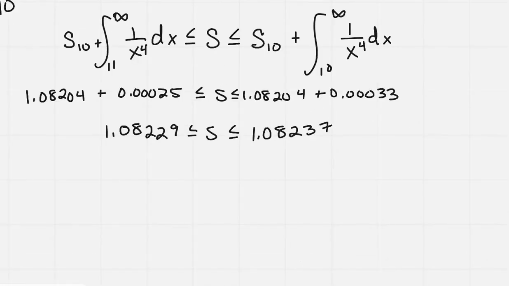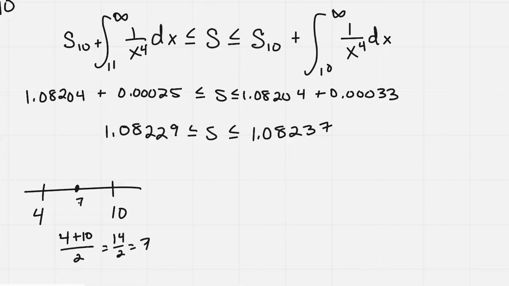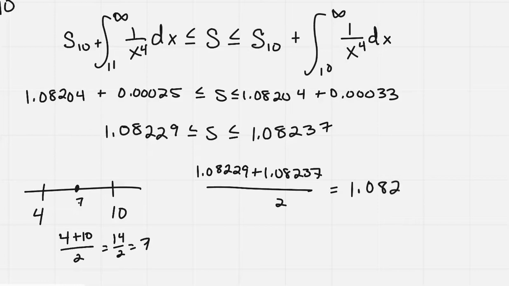Just like with any two numbers, when you want to find the midpoint, say between 4 and 10, that would give a good estimate, like an average between the numbers. You add the numbers and divide by 2. Between 4 and 10, I'd get 14 over 2, which is 7. That would give me the midpoint. I'm going to do the same thing with these two numbers here. I'll add them up and divide by 2. When I do that with the lower and upper boundaries, I get 1.08233. And so this is my new estimate for the infinite sum s.